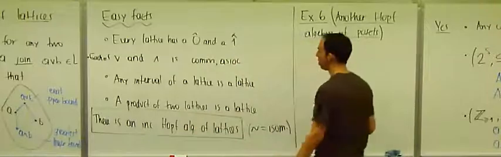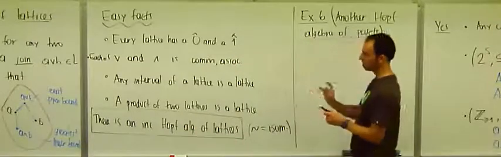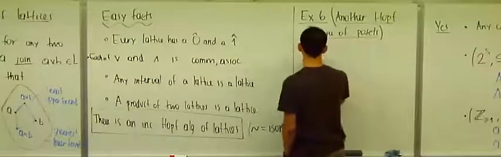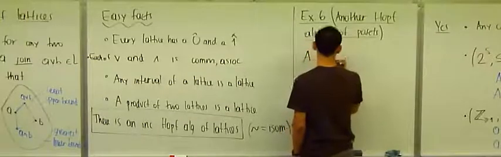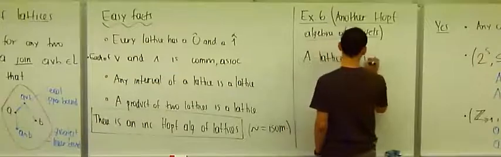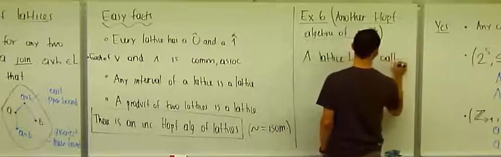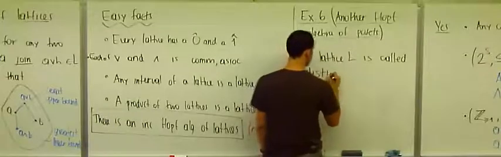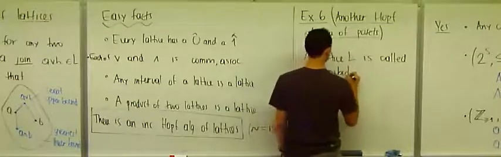So let me focus on a particular subfamily of lattices that is very interesting, very important. A lattice L is called distributive if, well, you can guess when, right? When should I call a lattice distributive?